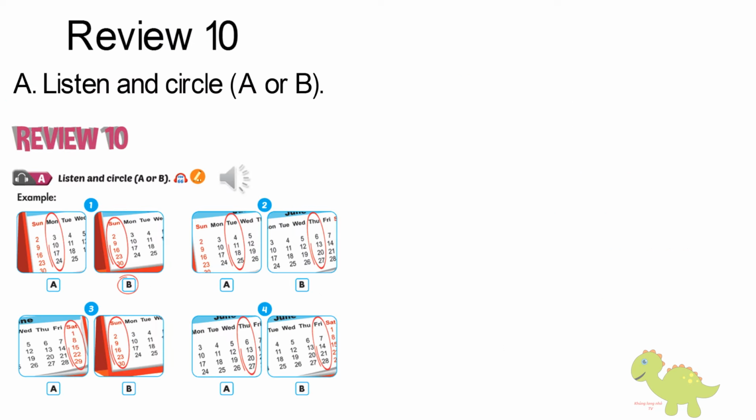Review 10. A. Listen and circle A or B. 1. What day is it today? It's Sunday. Sunday? Okay. 2. What day is it today? It's Tuesday. It's Tuesday today? Yes. 3. What day is it today? It's Saturday today. Saturday? It's the weekend. Great! 4. What day is it today? It's Friday. Thursday? No, Friday. Now listen again.